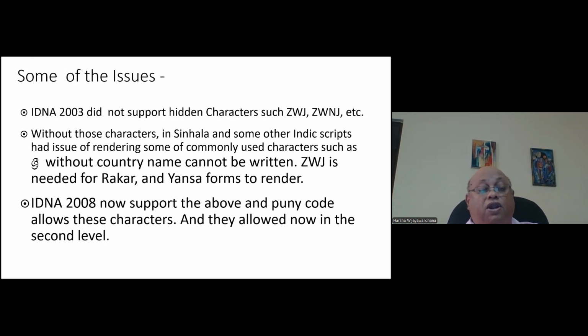One of the things I want to talk about, a very important one here, which I think has a real impact on Sinhala. When we talk about Sinhala, one of the things is IDNA 2003, which is for Internationalized Domain Names. IDNA 2003 did not support hidden characters such as zero width joiner and zero width non-joiner. It's very important for our Sinhala to write with a zero width joiner.